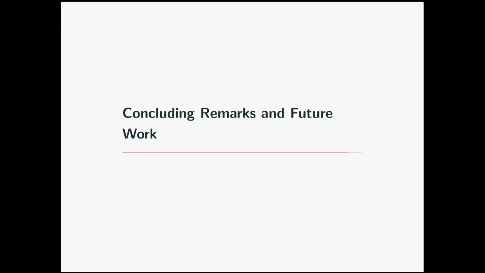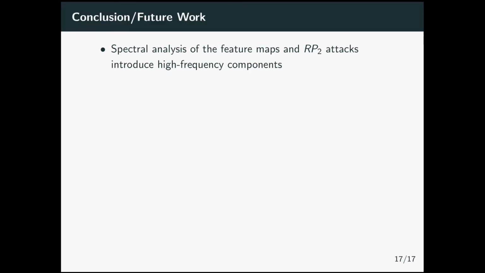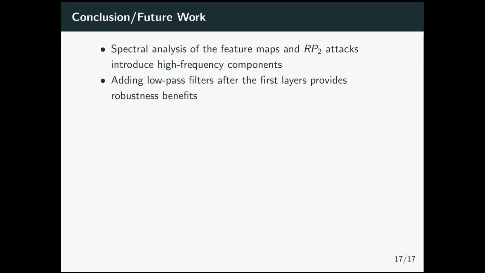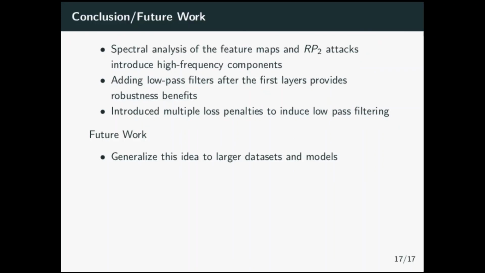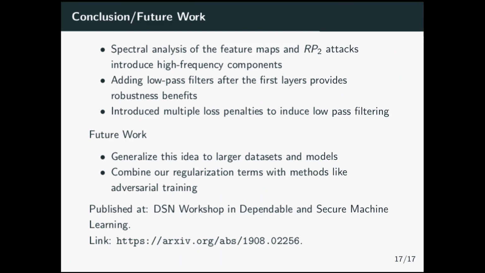Just to conclude, we showed through spectral analysis of feature maps that RP2 attacks introduce high frequency components, and adding low pass filters after the first layers provides some robustness. We also introduced multiple loss penalties to induce low pass filtering. For the future, we want to extend this idea to larger data sets and larger models, and we also want to combine our regularization terms with methods like adversarial training.